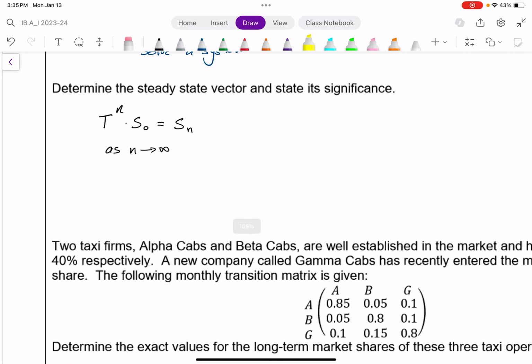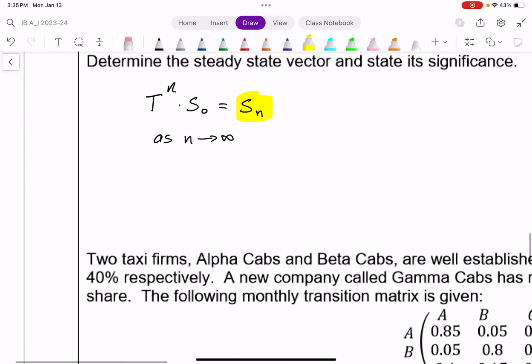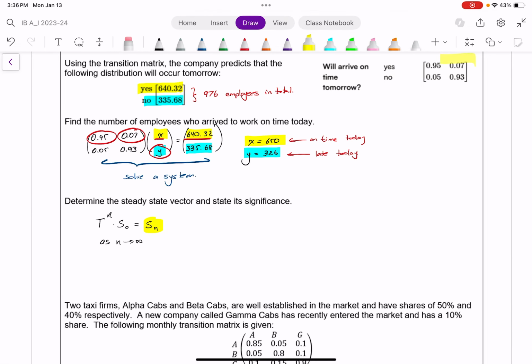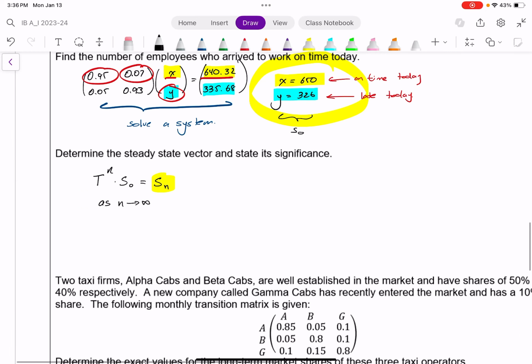If we're thinking about, for this question, over time, this value here will represent how many people we expect on a given day to be late or on time. So one approach to this is to just take what we had before. We have our transition matrix already, right? That was given to us right here. We now know our starting amount, right? We can think of this as S0 and just pick a big number.